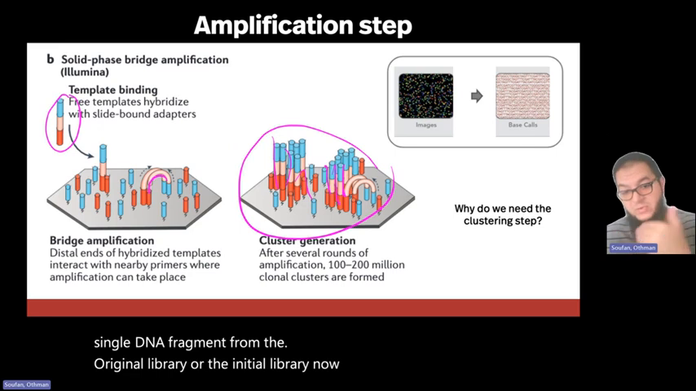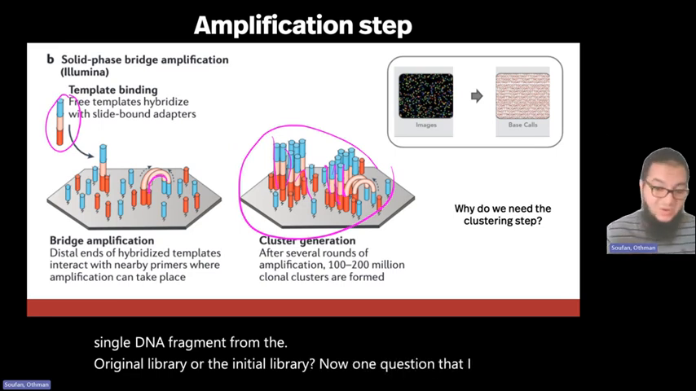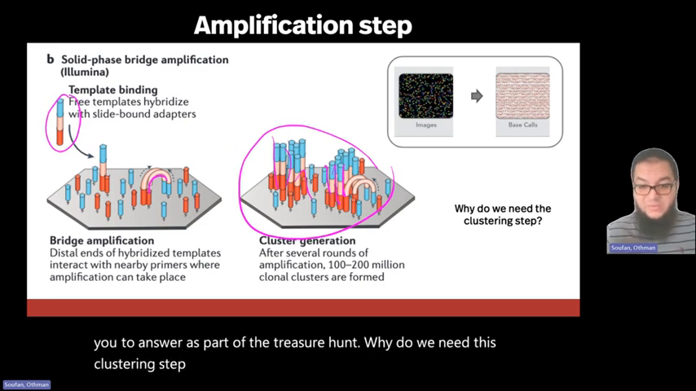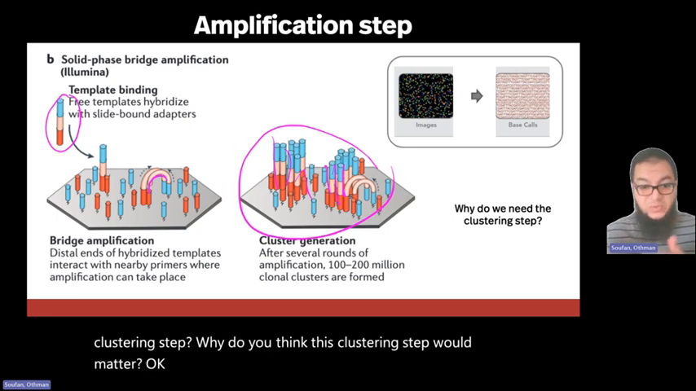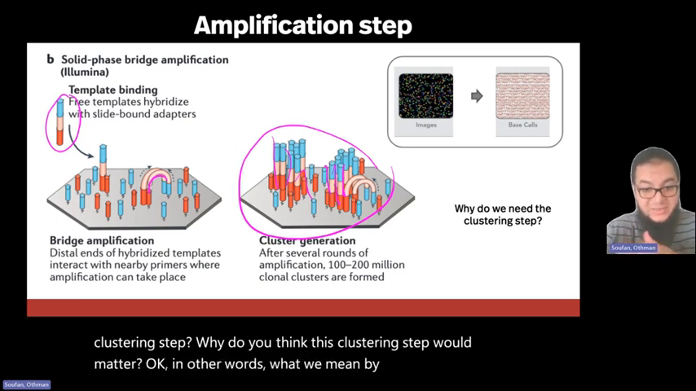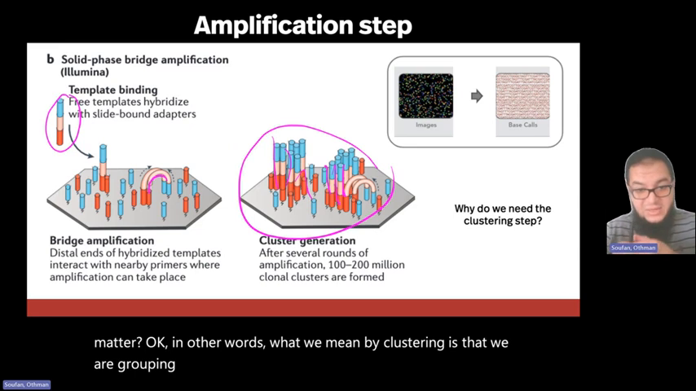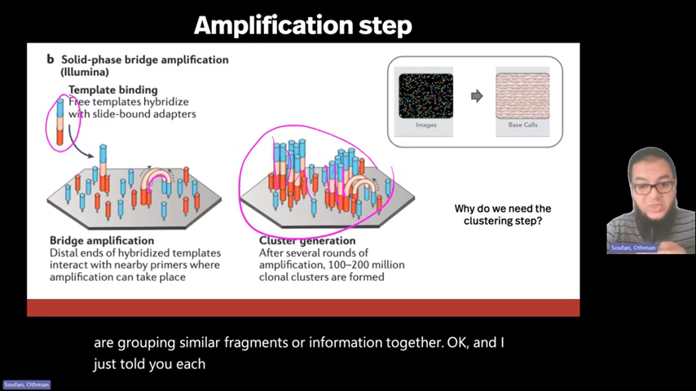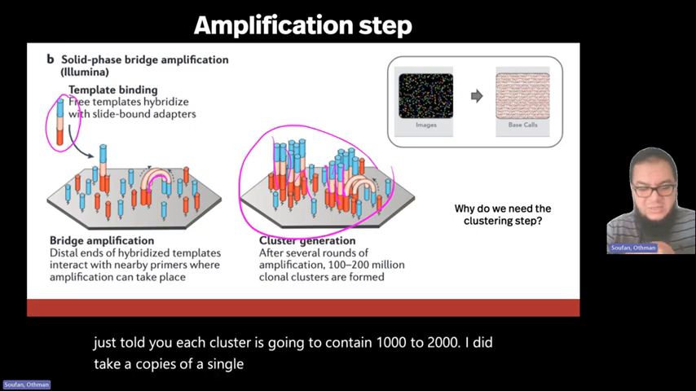Now, one question that I want you to answer as part of the treasure hunt: why do we need this clustering step? Why do you think this clustering step would matter? In other words, what we mean by clustering is that we are grouping similar fragments or information together. And I just told you each cluster is going to contain 1,000 to 2,000 identical copies of a single DNA fragment.